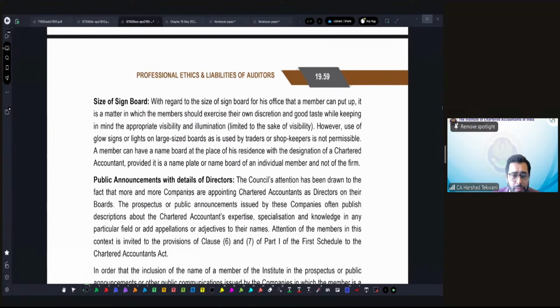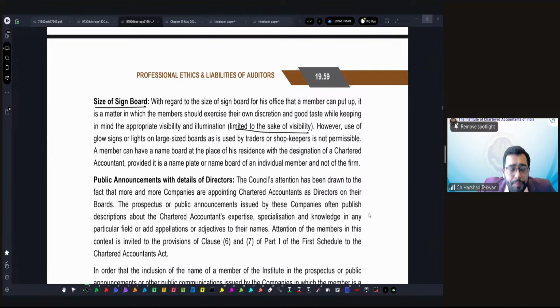Size of signboard. Again, remember in clause 6 when we were talking about teaching, we were talking about signboards. But again, anything which is in the nature of advertisement should not be allowed. Okay. A simple signboard, fine, for the sake of visibility. It should not be bright, full of lights, attracting attention or something like that. No, simple, and for the sake of limited visibility, fine.